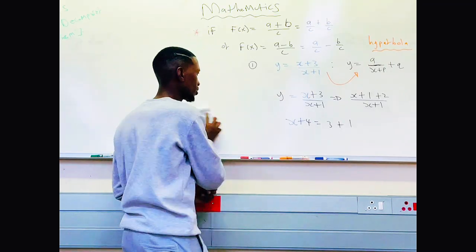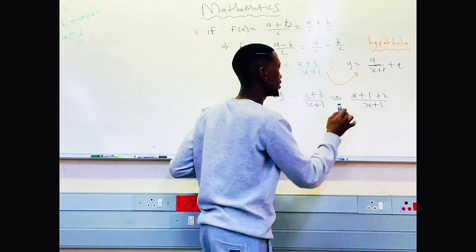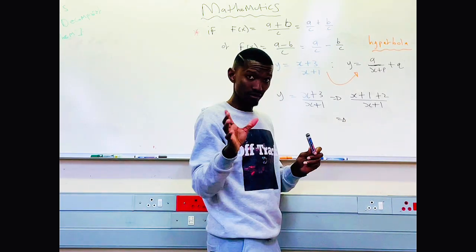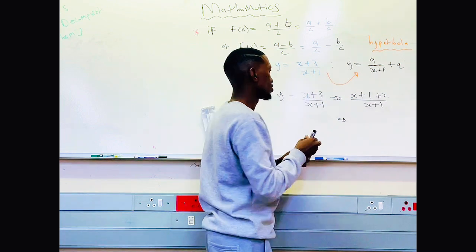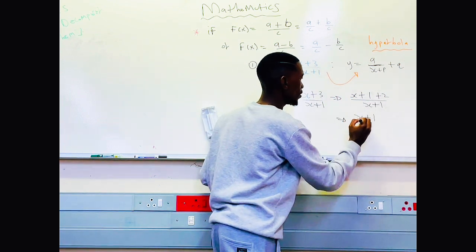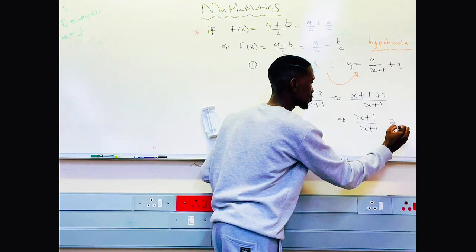But just take a look. Okay, then this is what you're going to have. Then you're going to do this. You now break down your fraction like this, okay? So I'm going to have x plus 1 over x plus 1, then 2 over x plus 1.